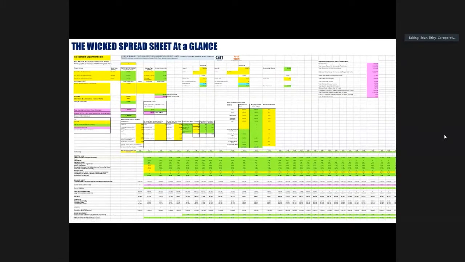There is a key to it. Oh yeah, here's the key. The yellow cells are input cells. The green cells are input cells, but they've got default numbers in. You can overwrite them. And the pink cells are very important result cells.